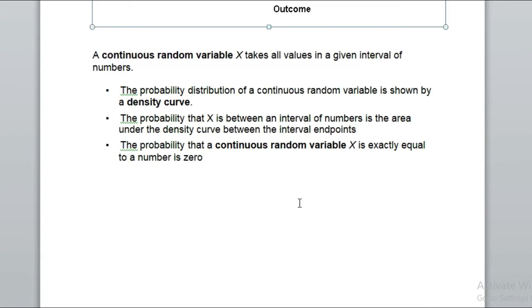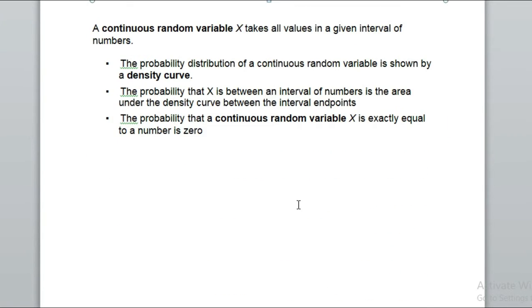Let's talk about the term continuous random variable. Here you can see the continuous random variable definition. A continuous random variable x takes all values in a given interval of numbers. The key point is the interval of numbers. A continuous random variable is related to an interval of numbers.